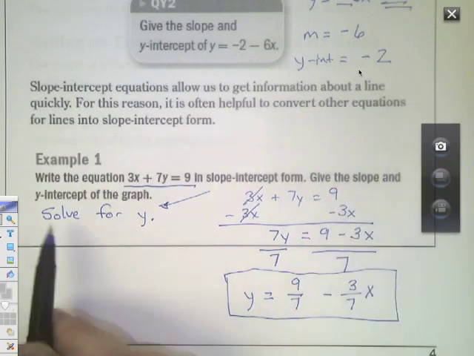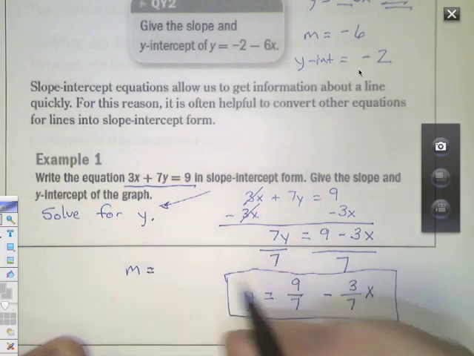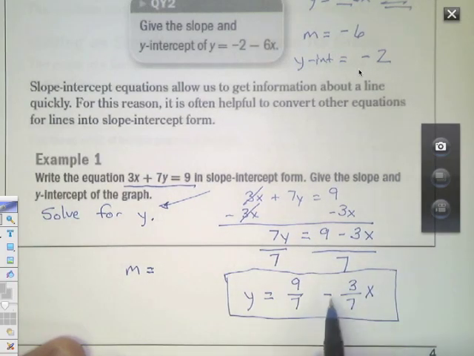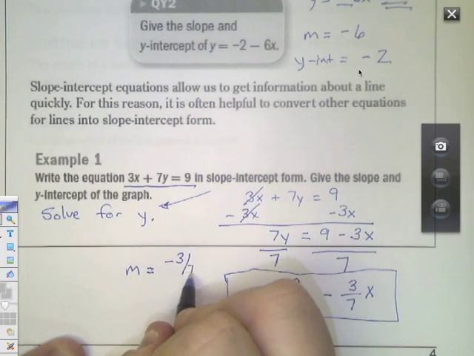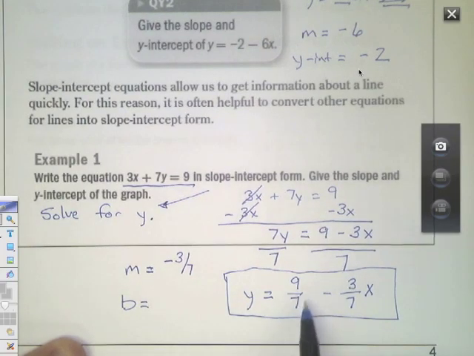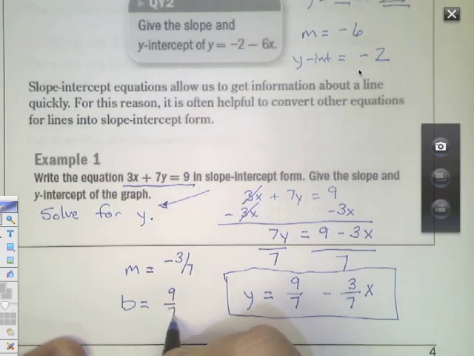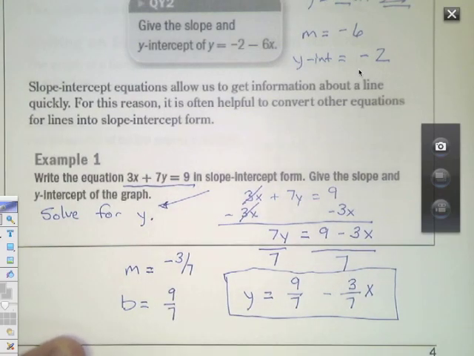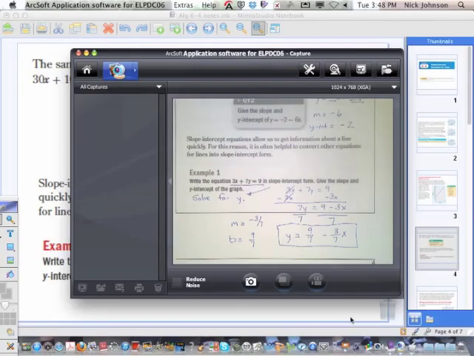I'm not going to move it around. I feel that we're able to find the slope and the y-intercept for this. So it says give the slope and the y-intercept for the graph. My slope is what is in front of the x. The number that is in front of the x is -3/7. My y-intercept is everything else over here, which is 9/7. Pretty simple.